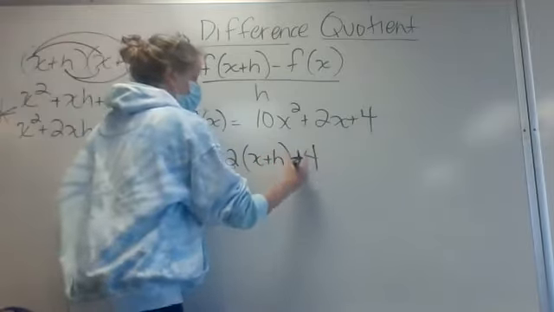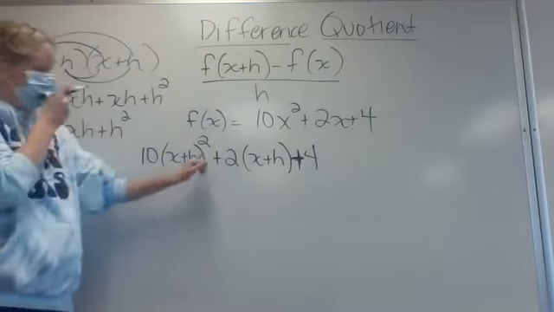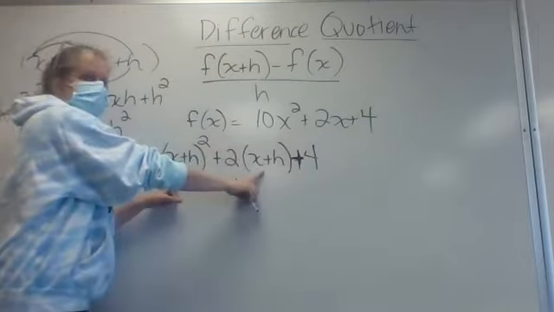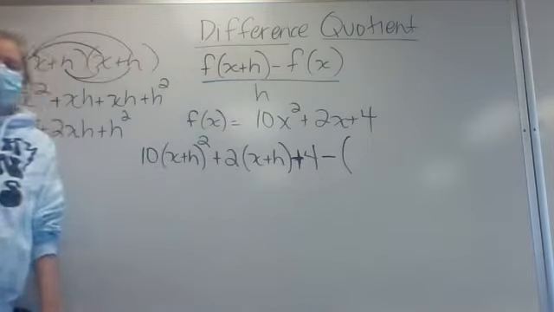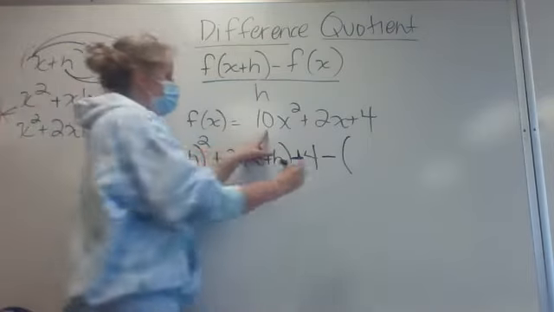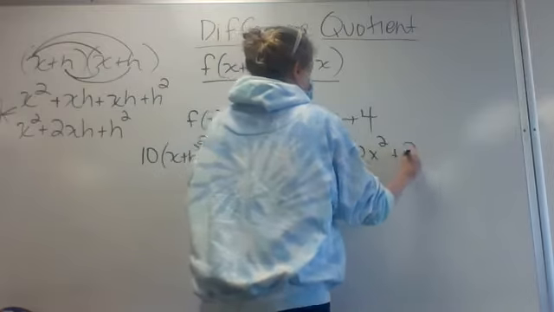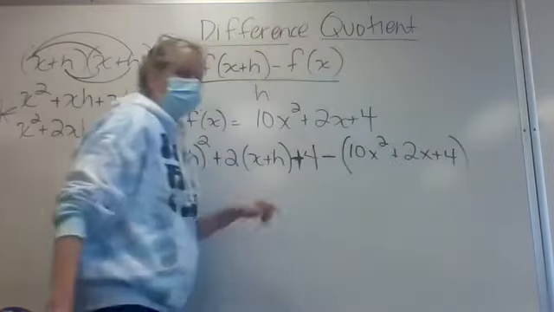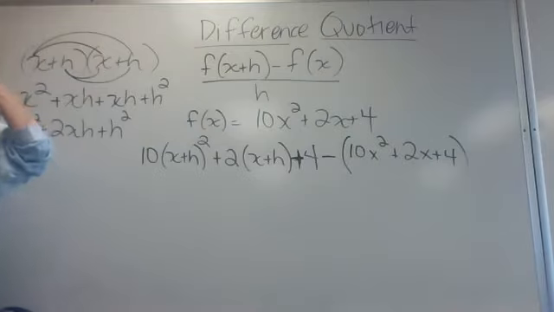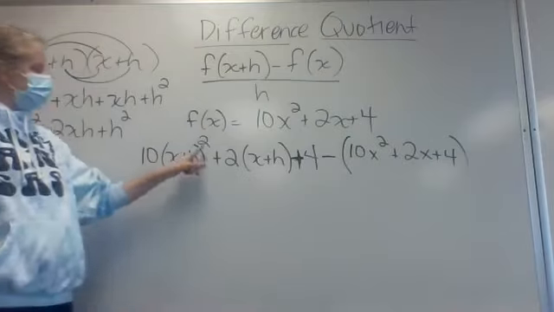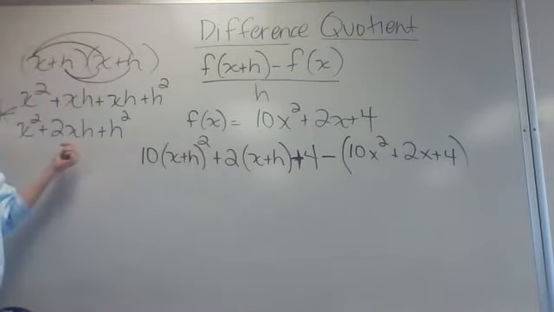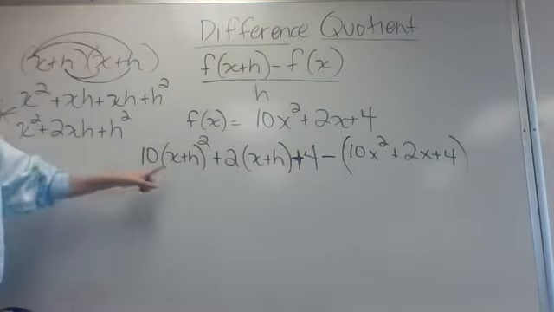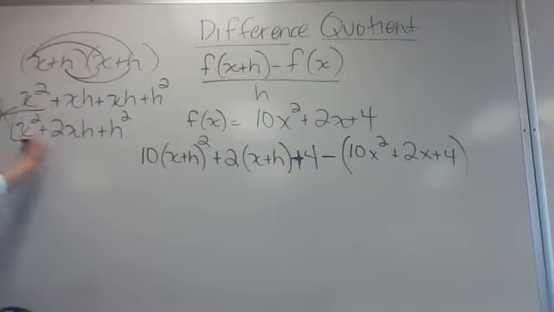So again, this is the function with the x's replaced with x plus h's. Then subtract the actual function. So I'm subtracting 10x squared plus 2x plus 4. Now, you've got to take care of this exponent first. So x plus h squared. Remember, we've already done it, so no need to do it all over again. Where do you get what goes in place of x plus h squared? This right here.